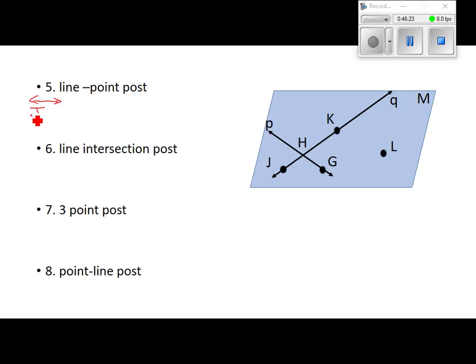Line JK. Make sure you're naming this right. You got your symbol, the 2 letters above. Line JK contains what 2 points? Points J and K. Any line must contain at least 2 points. Line intersection postulate, what's it say?